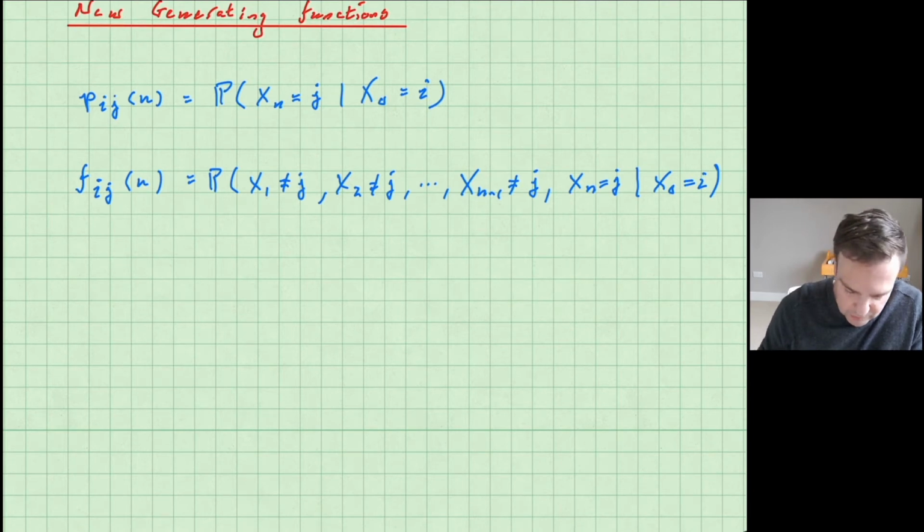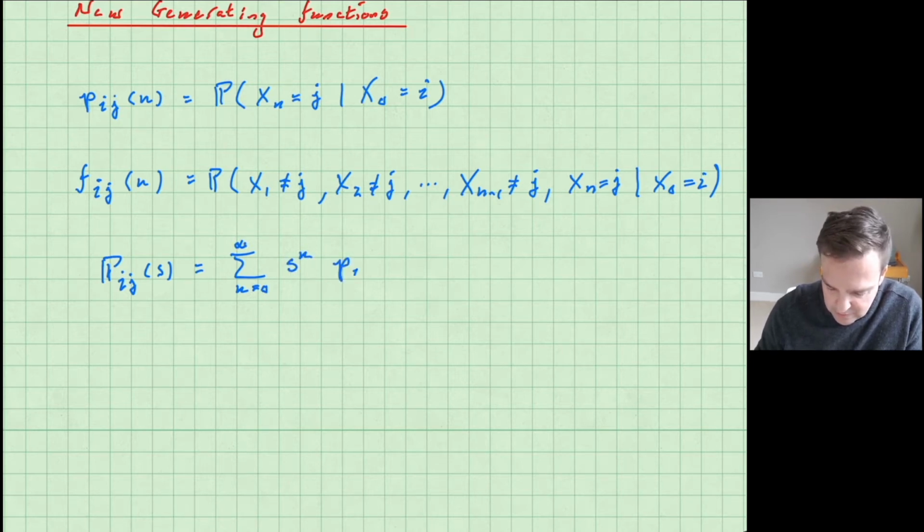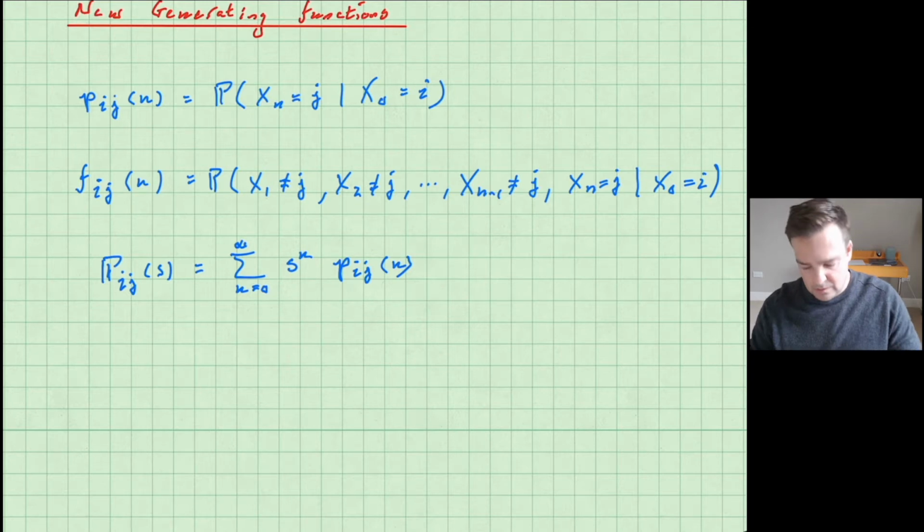So the first one is going to be a generating function based on the n-step transition probability matrix. And for that, I'm going to give it a maybe slightly dangerous notation. We'll call it P, but with indices. So this is not the normal, just probability. I'm putting indices on it. It's a function of S, and it looks like this. It's a sum, n equals 0 to infinity, of S to the n times Pij evaluated at n. All right? So we'll talk about that in a second.